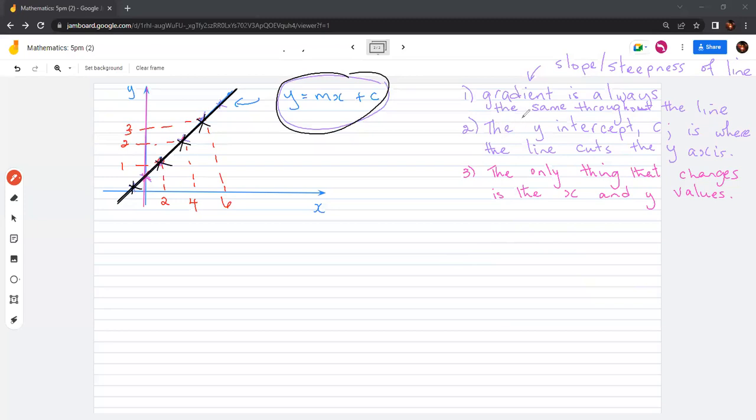The next thing is your y-intercept. Look at this line. This line is only cutting your y-axis once. So that point where it's cutting your y-axis is known as your y-intercept, c. So what you'll realize is as you go along the line, the only thing that changes is the x and the y values. For example, look at this first point here in orange. My x value is 2, my y value is 1.